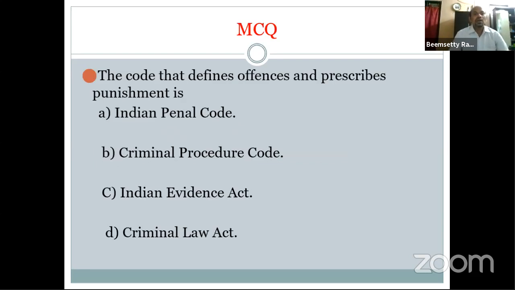Next question. The code that defines offenses and prescribes punishments is what? What is IPC? What is CRPC? IPC is the one which defines offenses and prescribes punishments, whereas the Criminal Procedure Code is the procedure to be adopted for different types of cases, different types of trials or different types of crimes. Okay, that is the Criminal Procedure Code. So the option is A.